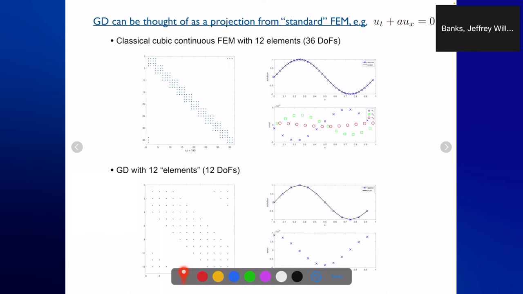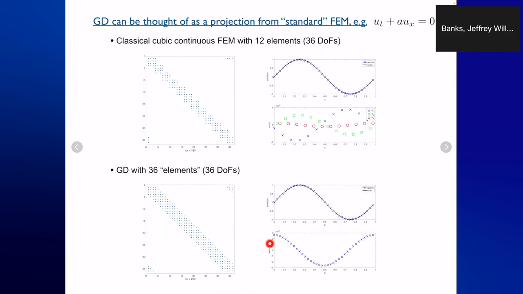Okay? The other way you could think about it is that I'm going to go with 36 degrees of freedom, right? So 36 elements. Here's the spy of the matrix, same bandwidth. I've got these periodic images again because it's a dense band. And now I'm going to get an error that's much, much smaller, 10 to the minus 9, because now I'm getting this 2p rate. I've got 36 degrees of freedom, so I've really gotten quite a gain here. Plus, the spectral radius of the matrices involved is substantially better for the GD. And so that's one way you can think about this whole scheme.